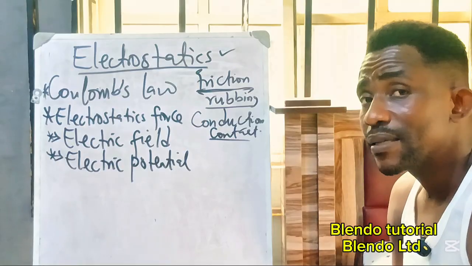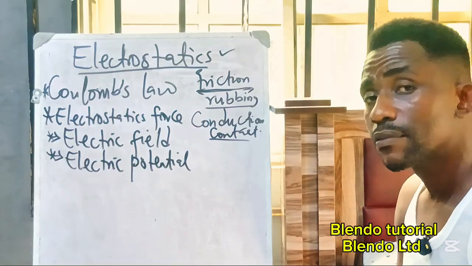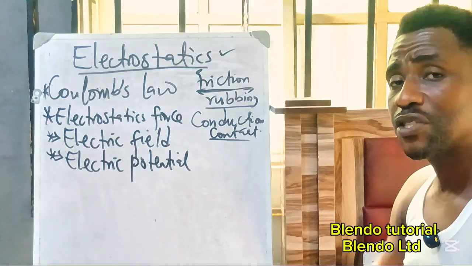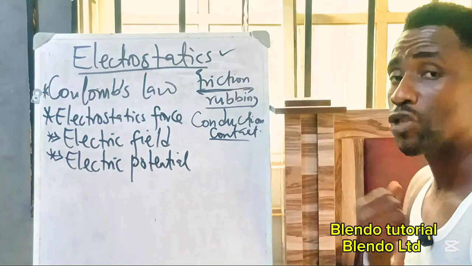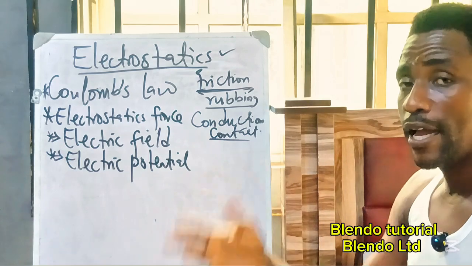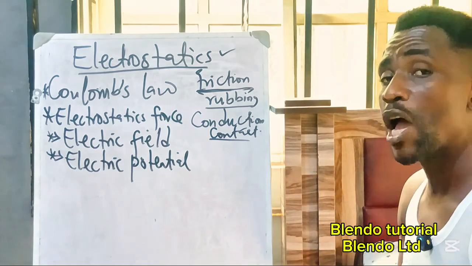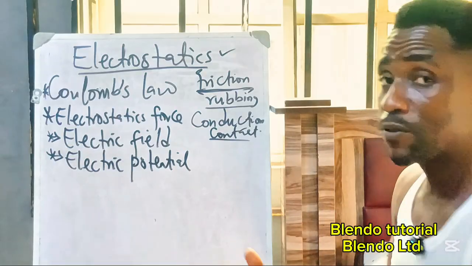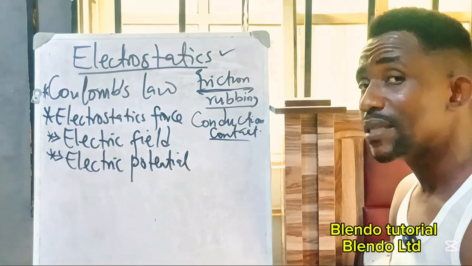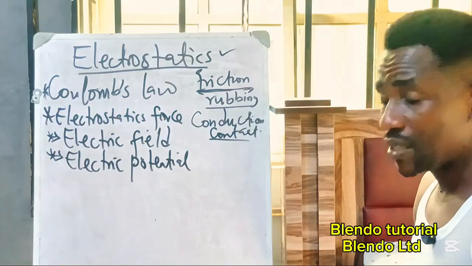A neutral atom has an equal number of protons and electrons. So when an atom is charged, it means that the atom either gains electrons or loses electrons. When an atom gains electrons, it forms a negatively charged particle. When an atom loses electrons, it forms a positively charged particle. That means when we talk about electrostatics, we are actually dealing with charges.